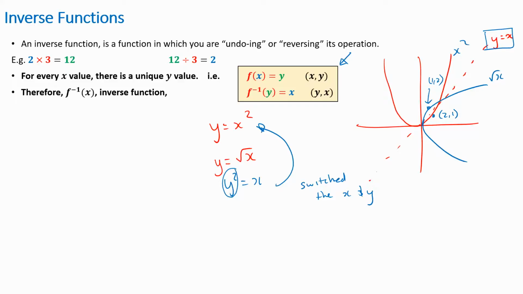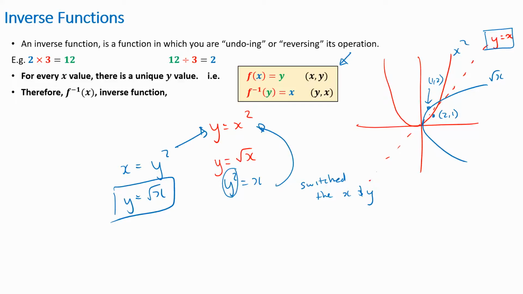I said y equals x squared. How do you get root of x? What you're actually doing is you're saying, let's swap the y and the x. And you're going to get now x equals y squared. So you're swapping them, and you rearrange that. If you rearrange that, you'll get y equals the root of x. And that is called your inverse function.